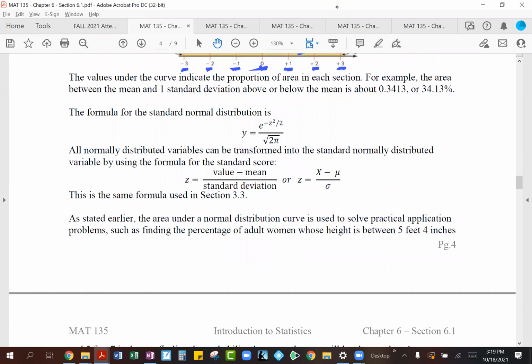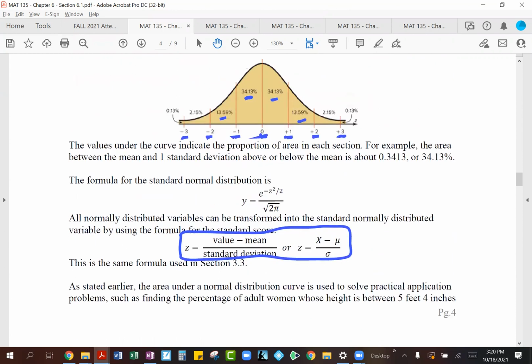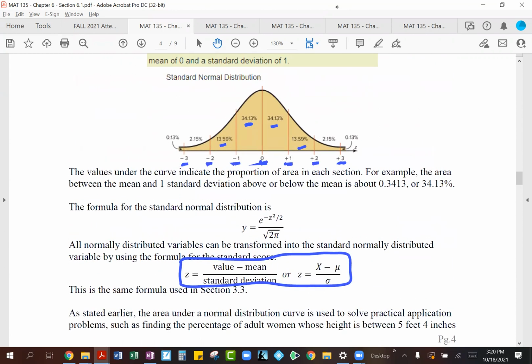And to do that, you use this formula, which again, you have seen in that chapter 3, where they called it the standard score or the z-score. So you take your data value, subtract the mean from it, and divide it by standard deviation, and you get your z-score, which you will now be able to use in the standard normal distribution.